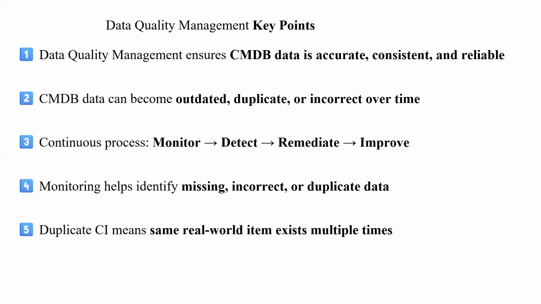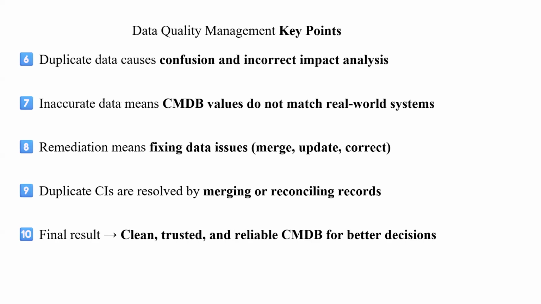So sixth one. Duplicate data causes confusion and incorrect impact analysis. What happens if duplicate data is there in an incident? It causes delays, incorrect impact analysis and confusion. So if one server fails, but CMDB shows 3 entries, the system assumes 3 servers are affected instead of 1. That's the issue.